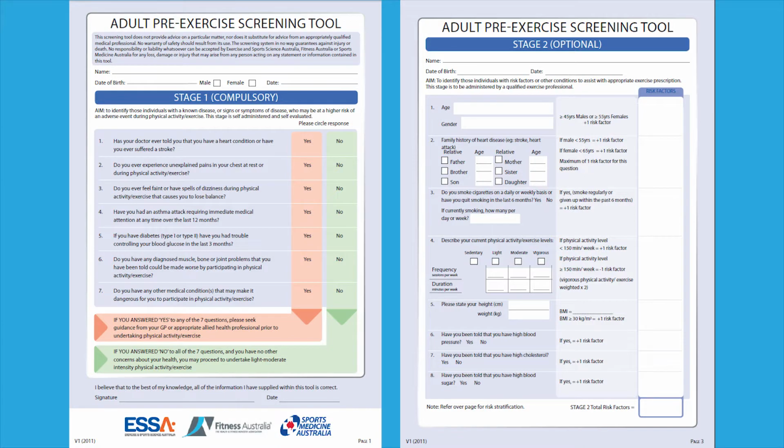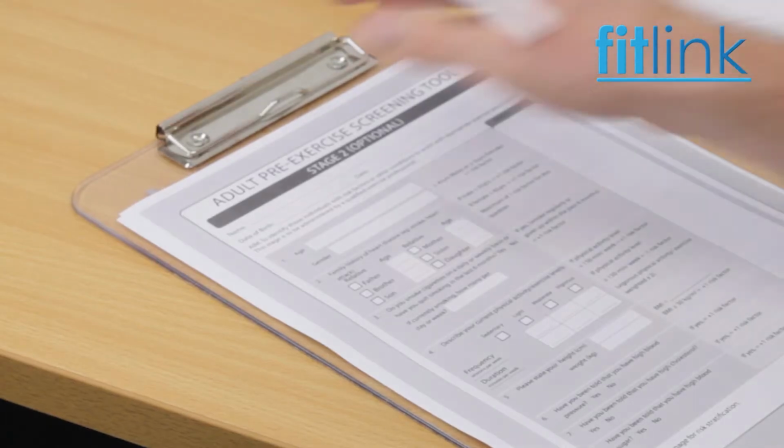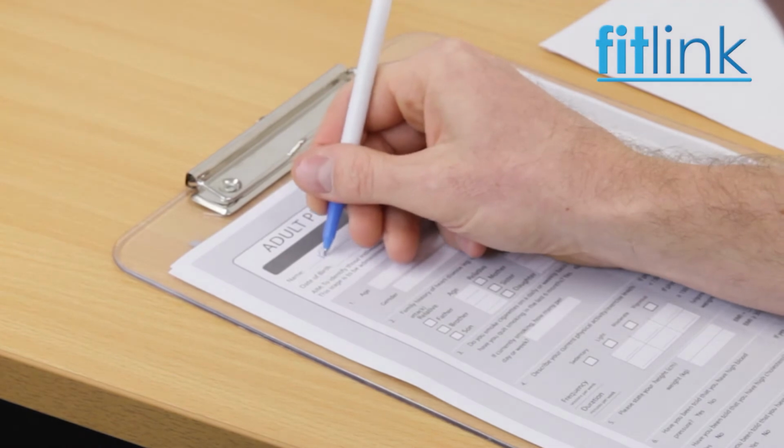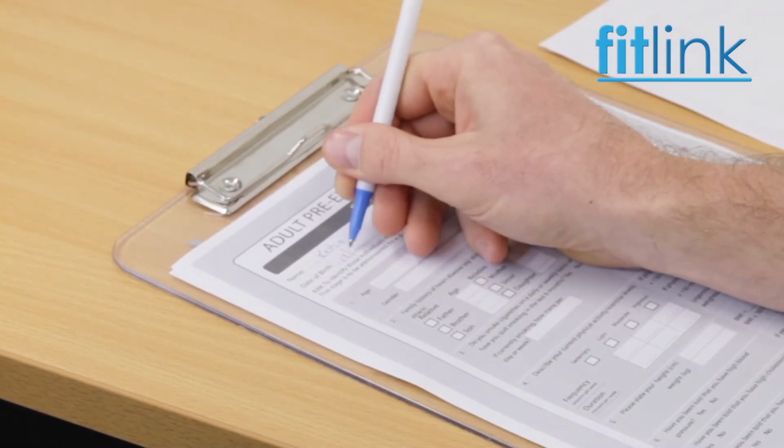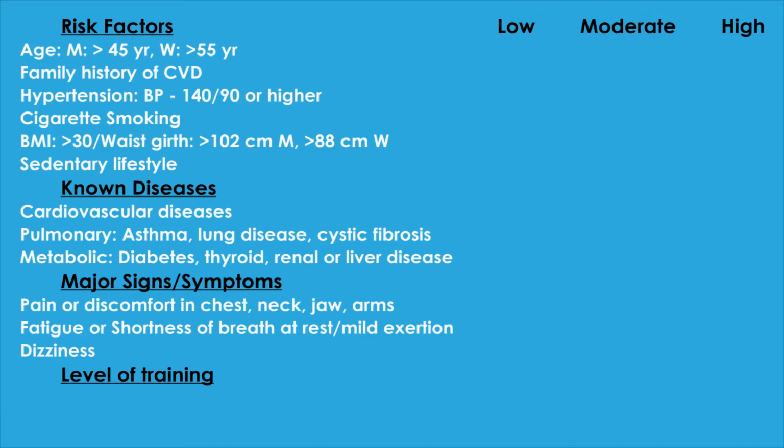At FitLink, we recommend the Adult Pre-Screening Tool. A copy can be downloaded from the Fitness Australia link provided at the end of this video. From the information gathered, a client's current health status can be classified as one of 3 levels through a risk stratification process. Low risk is when a person has no signs, symptoms, or diagnosis of cardiovascular, pulmonary, or metabolic disease, and no more than one cardiovascular risk factor present.